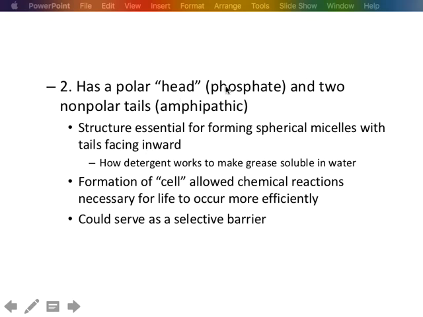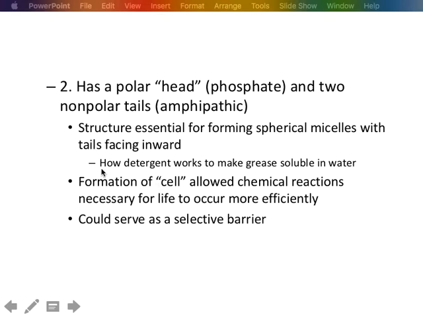Because it enjoys hanging out with water and also has a part that hates water, it's very essential in forming spheres. And we call these spheres micelles because the tails will face inward. And this is actually how detergent works to remove grease. Kind of forms like little vesicles around the dirt to lift it out of the clothing.